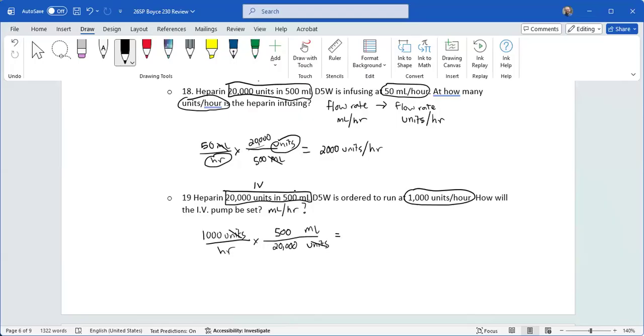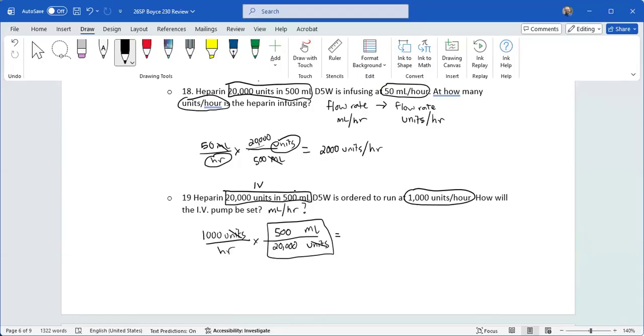I'm not guessing where that 500 came from. I'm not guessing where that 20,000 came from and why I'm plugging it in next to units, or the 500 next to the mL. I'm just arranging this so I can get to my answer, which is what I'm looking for, which is mL per hour. The other thing I mentioned, and why I box this and say it's the IV, is that it helps to remind you to keep this together. So whether we put the units on top or the milliliters on top, we just need to make sure that we keep those two things together, just in case it's been a little while since you've been told that.